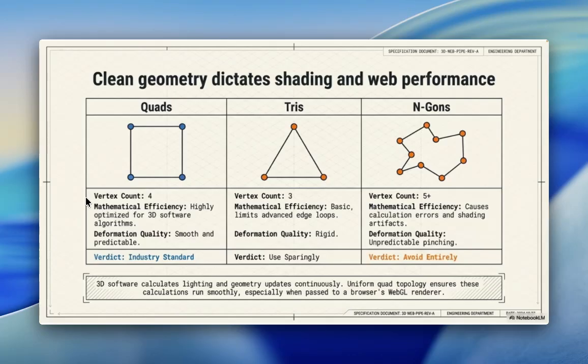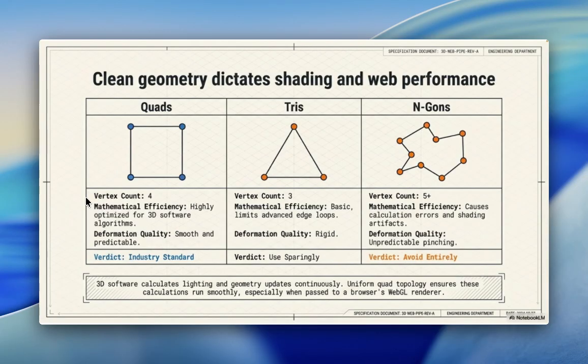Now clean geometry, shading, and quads. Vertex count is for mathematical efficiency, highly optimized for 3D software algorithm. Deformation quality, smooth and predictable. Then triangles, the industry standard. Vertex count 3, mathematical efficiency basic, limited, advanced edge loops. Deformation quality rigid. Used sparsely. N-gons. Vertex count 5 plus, mathematical efficiency, causes calculation error and shading artifacts. Deformation quality, unpredictable, pinching, avoid entirely.